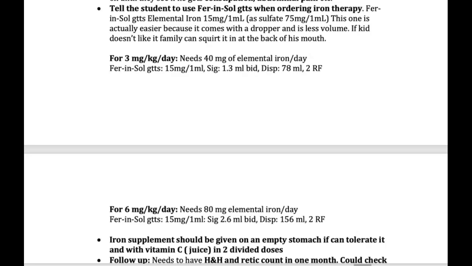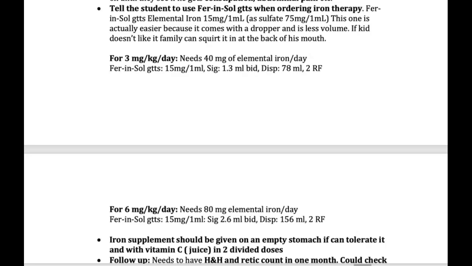So remember I said 3 to 6 milligrams per kg per day. So the child needs 40 milligrams of elemental iron a day if we're looking at the 3 milligrams, and 80 milligrams of elemental iron per day if we're looking at the 6 milligrams per kg per day. Calculating that out based on the child's weight in kgs, it's 1.3 mLs BID for the 3 mg per kg per day.